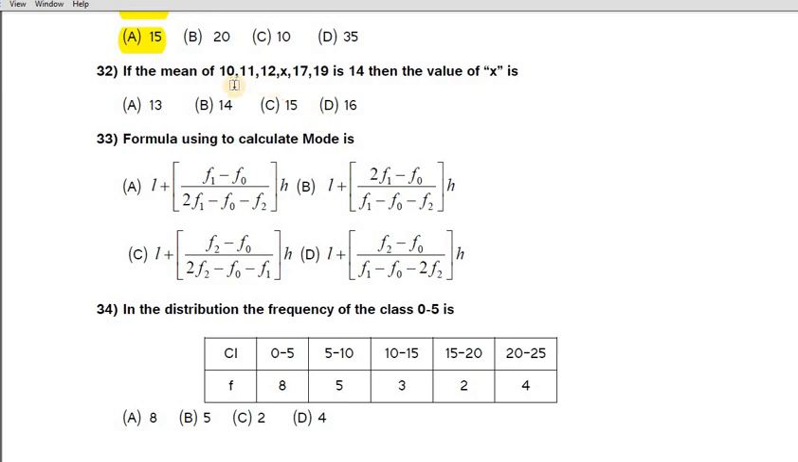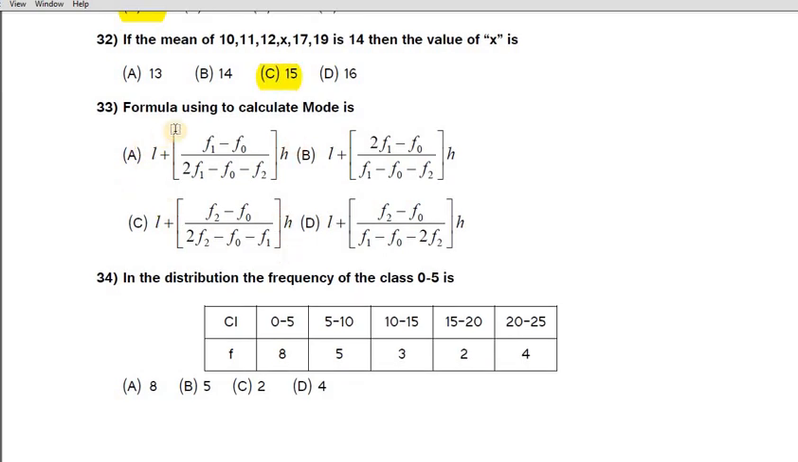So 10 plus 11 is 21, 21 plus 12 is 33, 33 plus 17 is 50, 50 plus 19 is 69 plus x you will get. Okay, and in the denominator you want to write 6. So this you simplify and we get the answer is 15.